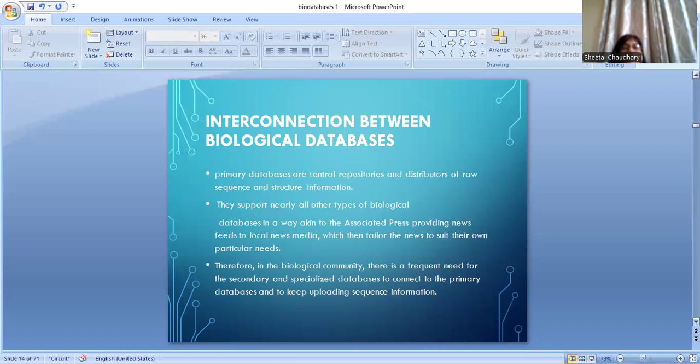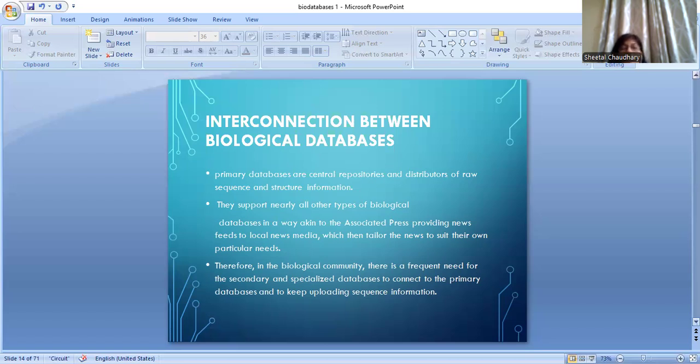There is an interconnection between the biological databases. Primary databases are central repositories and distributors of raw sequence and structure information. Primary databases consist of raw sequences and information about the raw sequences and structure, and that information is used by secondary and specialized databases. They support nearly all other types of biological databases in a way akin to the Associated Press, providing news feed to local news media, which then tailor the news to suit their own particular needs.